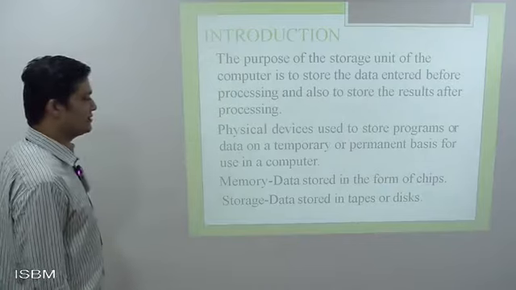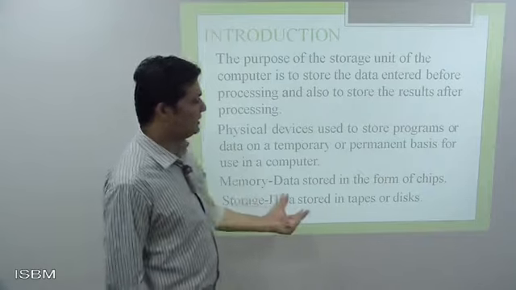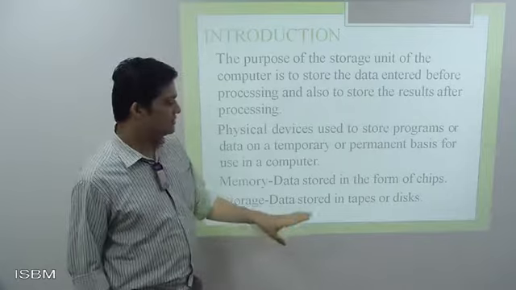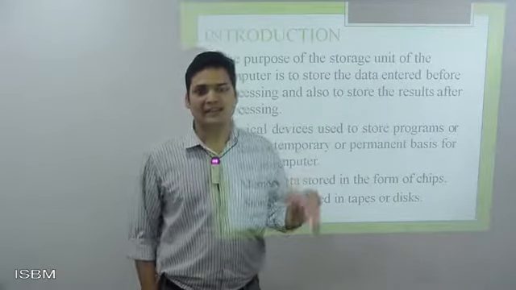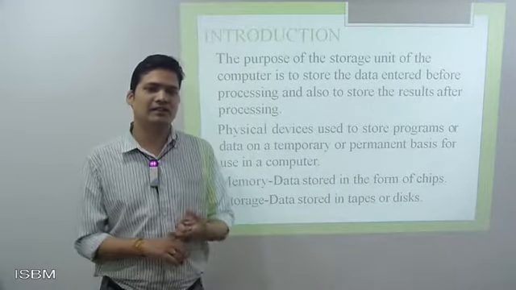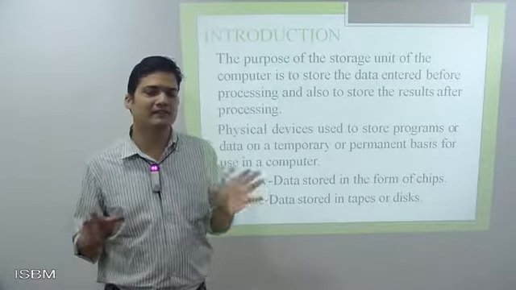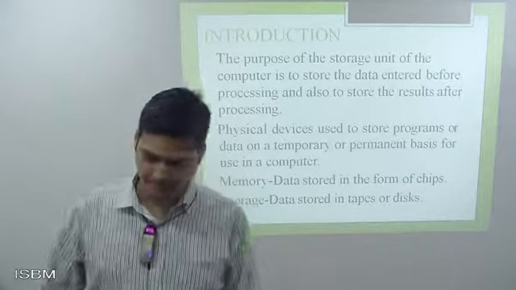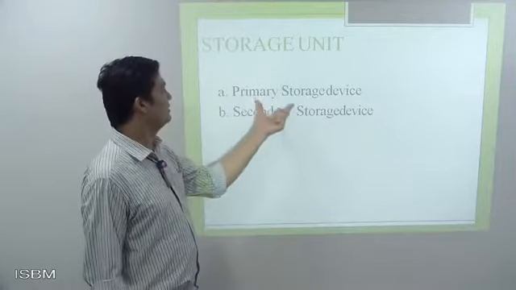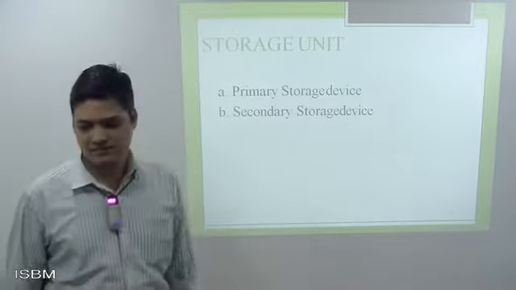Memory data are stored in the form of chips, and storage data are stored in tapes or disks. Anyhow, whatever data has been stored in devices is stored in only two kinds of devices: either the primary device or the secondary device. There is no other device in your system. So the storage unit is organized into two: primary storage devices and secondary storage devices.